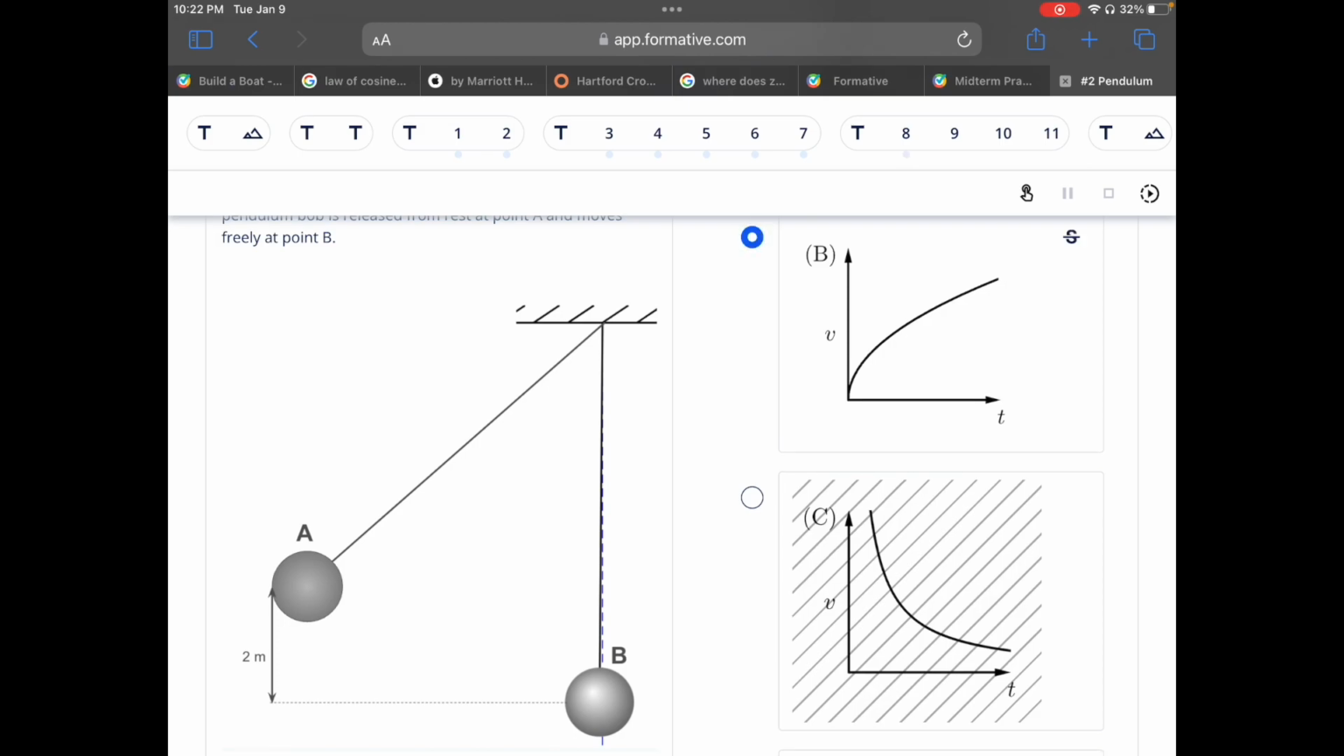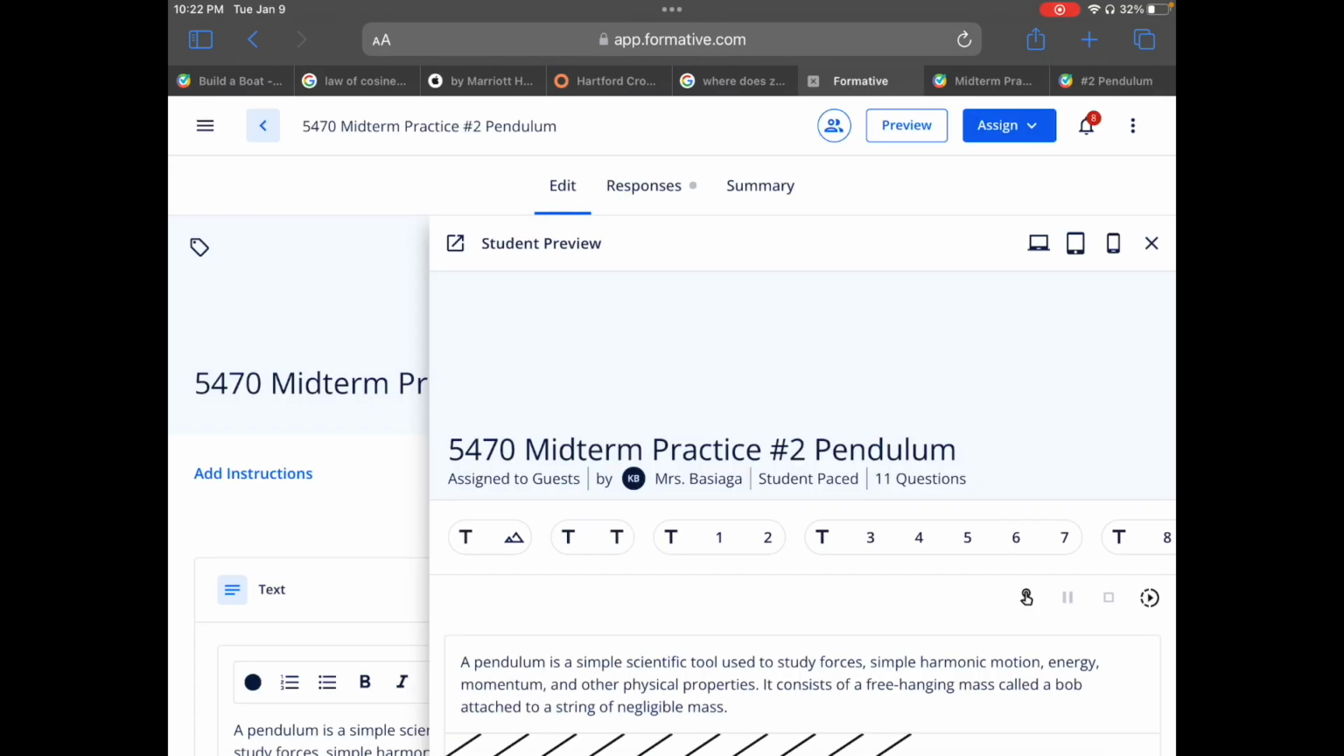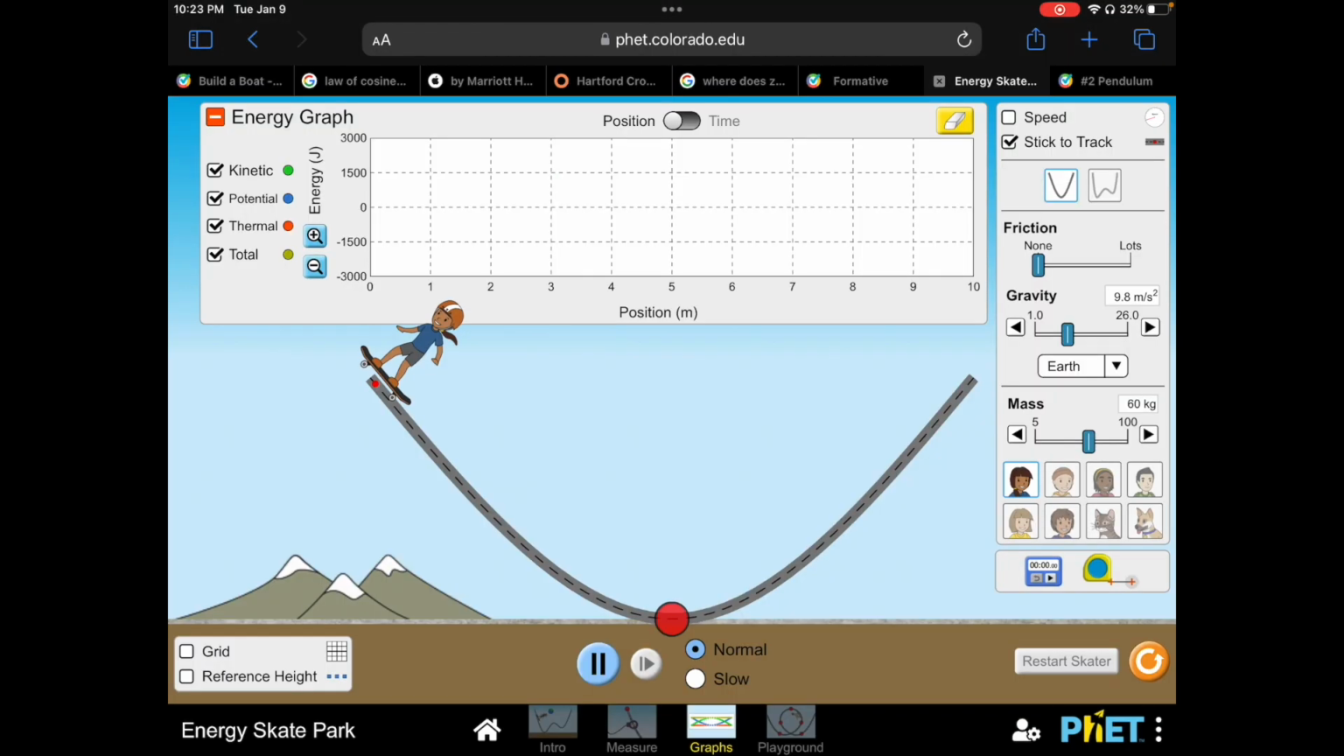And if you have trouble figuring out why off the top of your head, you can kind of picture this as our skateboarder falling from the side, that would be the equivalent of point A, to the center. Look at this kinetic energy graph. The kinetic energy starts small and increases to a maximum with that downward facing curve.